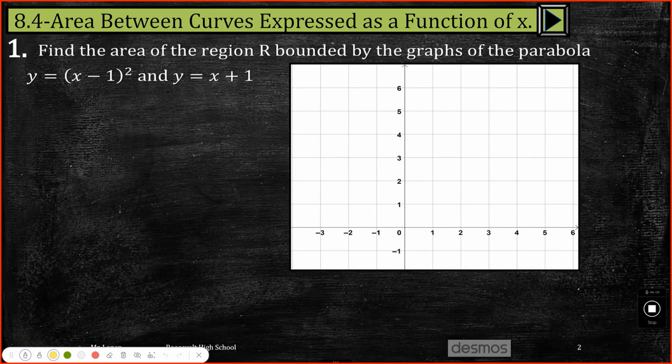So it's over here, the vertex of it. And then let's go over 1, then 2 squared is 4. Negative 2 squared is 4. So the graph would look something like this.